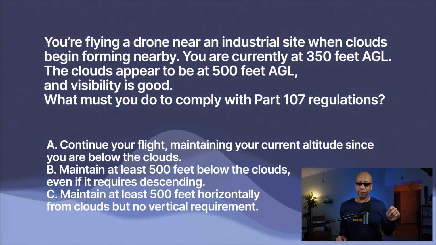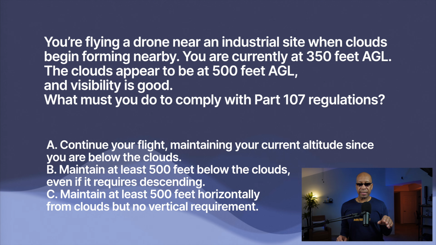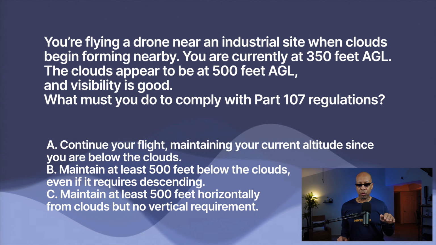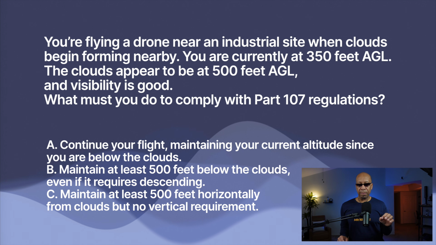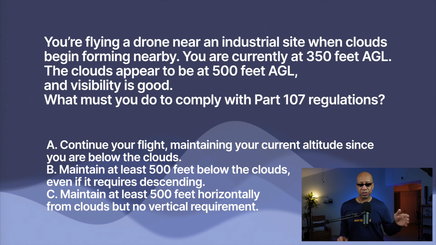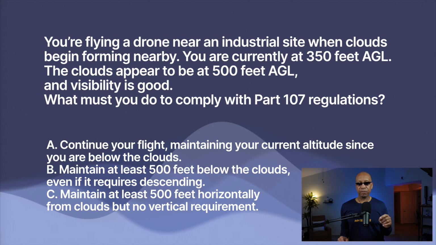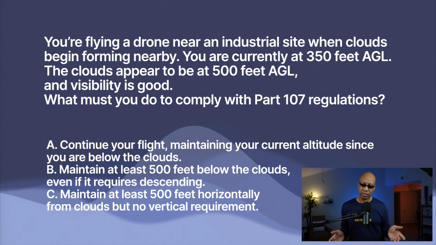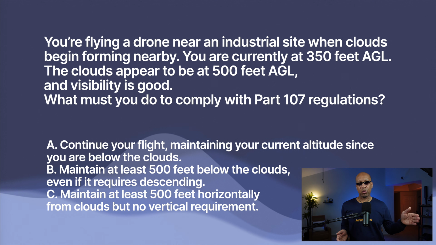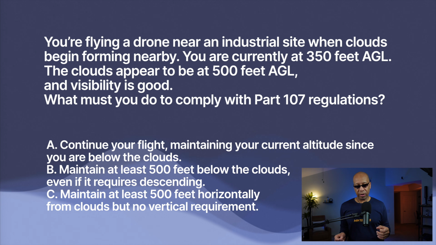A, continue your flight or maintain altitude since you're below the clouds. B, maintain at least 500 feet below the clouds even if it requires descending. Or C, maintain 500 feet horizontally from the clouds but no vertical requirement. Now, you can already see that C is a ridiculous answer because it says maintain 500 feet away from the clouds when you already know that you have to be 2,000 feet horizontally away from the clouds.